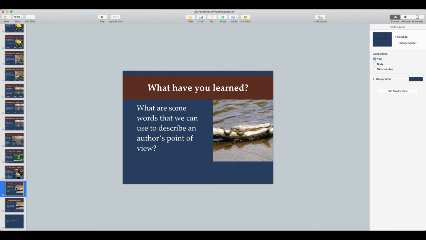So, what have we learned? Some words that describe an author's point of view can be negative, meaning they don't have a good feeling about what they're writing or the subject. Positive, which means they support and they have good feelings about what they're writing. Or neutral, which is just fact. So what we're going to do is we're going to head back over to our website and you are going to practice identifying the author's point of view.